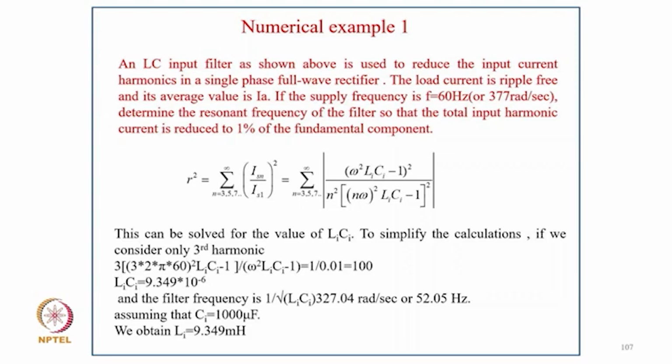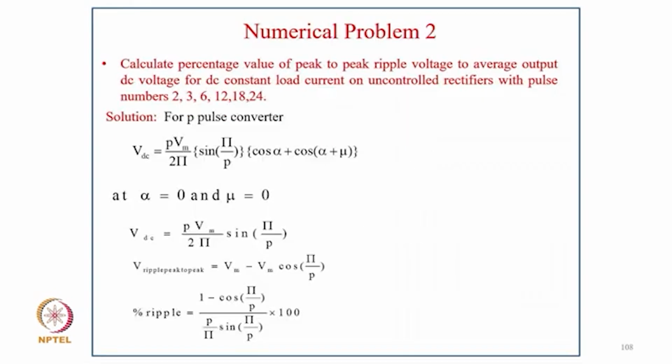To simplify the calculation, we consider the third harmonic. So 3 in brackets (3 into 2 pi into 60) squared Li Ci minus 1, divided by omega squared Li Ci minus 1, equals 1 upon 0.01, that is 100. Li Ci equals 9.349 into 10 power minus 6. The line filter frequency is 1 upon root Li Ci, equal to 327.0 radian per second or 52.05 Hz. So assuming Ci equal to 1000 microfarad, Li becomes 9.349 millihenry.